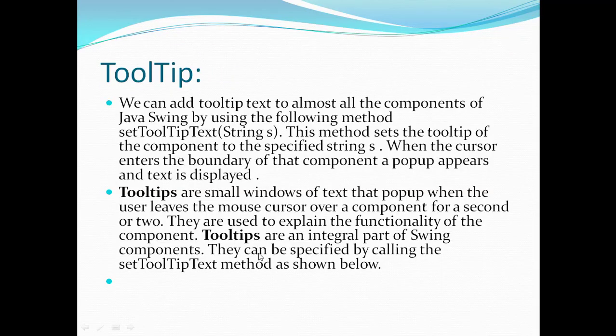Okay, now the next control, that is the tooltip. A tooltip is a small window of text that displays some information to the user. We can add tooltip text to almost all the components of Java Swing by using the method setToolTipText(String s). This method sets the tooltip of the component to the specified string. When the cursor enters the boundary of that component, a pop-up appears and the text is displayed.